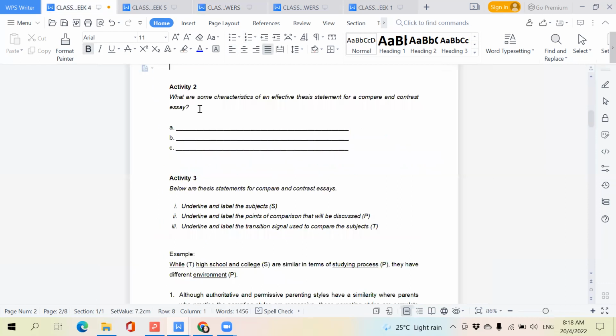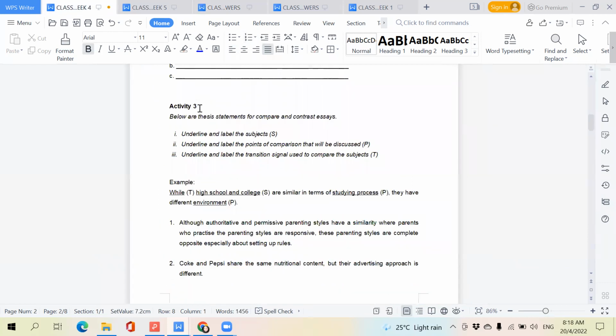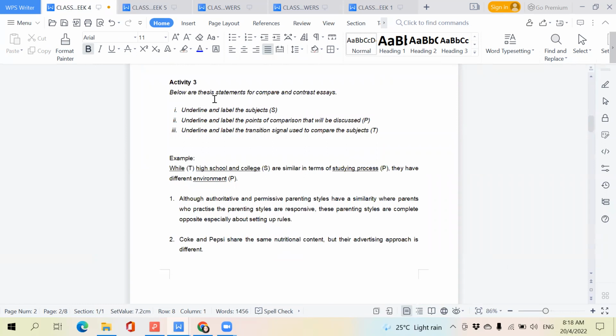Okay, all right, next. So let's look at activity number 3. Okay, below are some examples of thesis statements for compare and contrast essays. So it wants you to underline and label the subjects, yang mana subject, and then underline and label the points of comparison that will be discussed. All right. So points of comparison, like I said, one for similarity and one for difference. Similar to part A of your task 1.